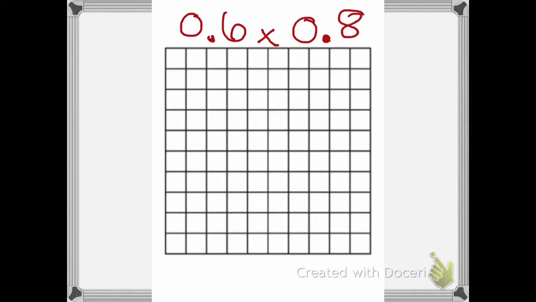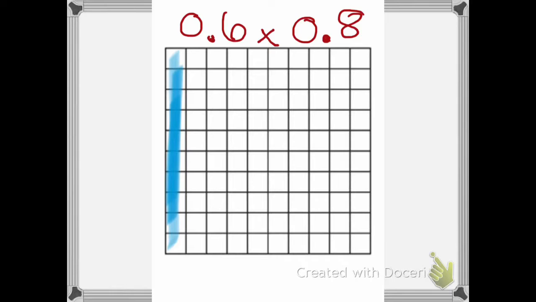For example, if I gave a word problem to go with this, I might say Miss Pickles is going to eat 6/10 of Sarah's 8/10 of pizza. So first we have to have Sarah's 8/10 of pizza. So I'm going to go ahead and shade in 8/10 of pizza.